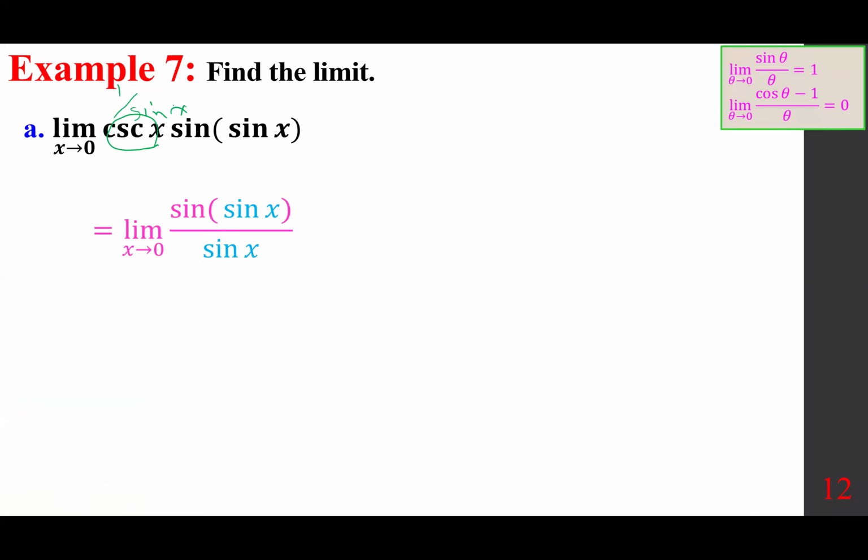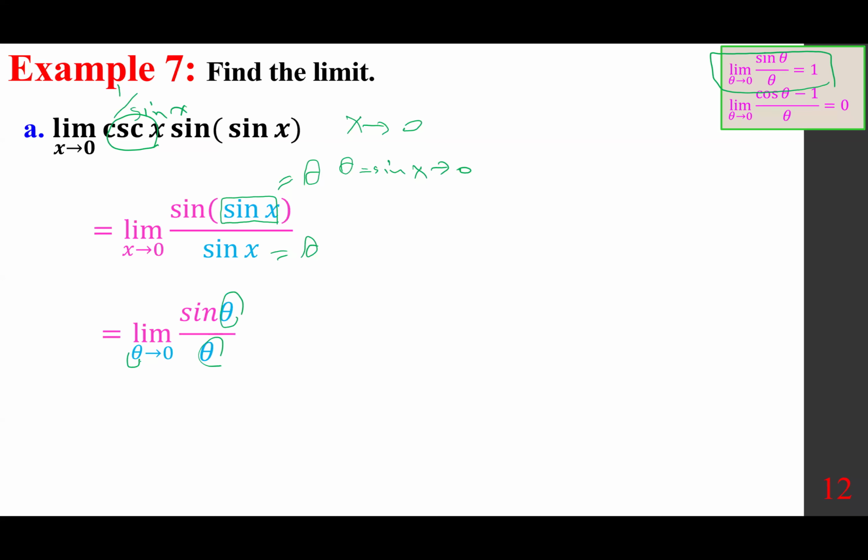Now, it's important to know what x is approaching. So if you let sine x be theta, since x goes to 0, theta equals sine x goes to 0. Sine of 0 is 0. It's important: if you want to use this theorem, this one and this one must be identical. And the answer is okay.